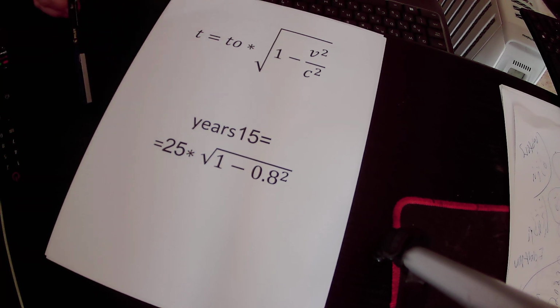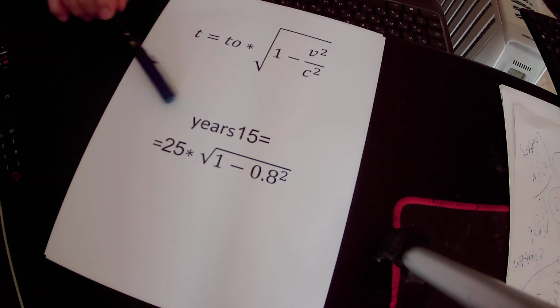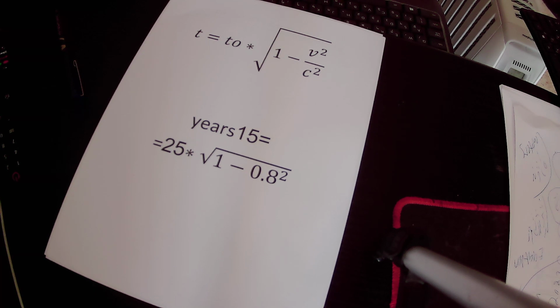So we see that the total time that it will take the brother in the spaceship to do all the journey is only 15 years, because of the fact that the rate of time flow on the spaceship is slower than the rate of time flow on Earth. Okay.